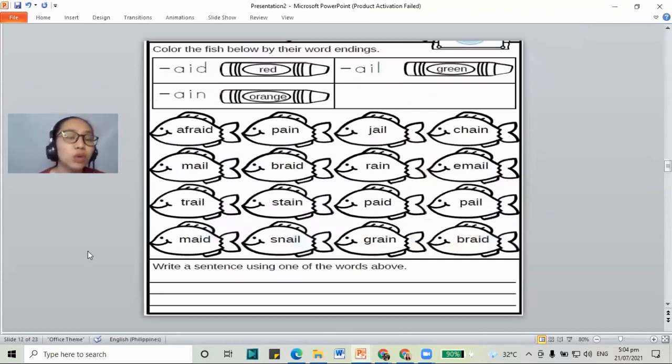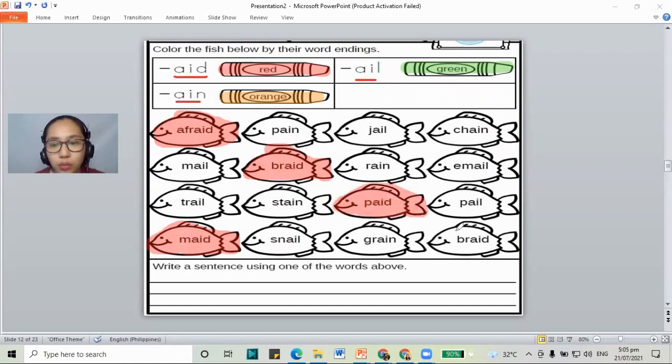Now, we have our words that end with a long A sound. Aid, ain, and ale. We will need 3 colors, the color red, the color orange, and the color green. Let's do the aid words first. So we have the word afraid. We also have the word made. We have braid. We also have paid.